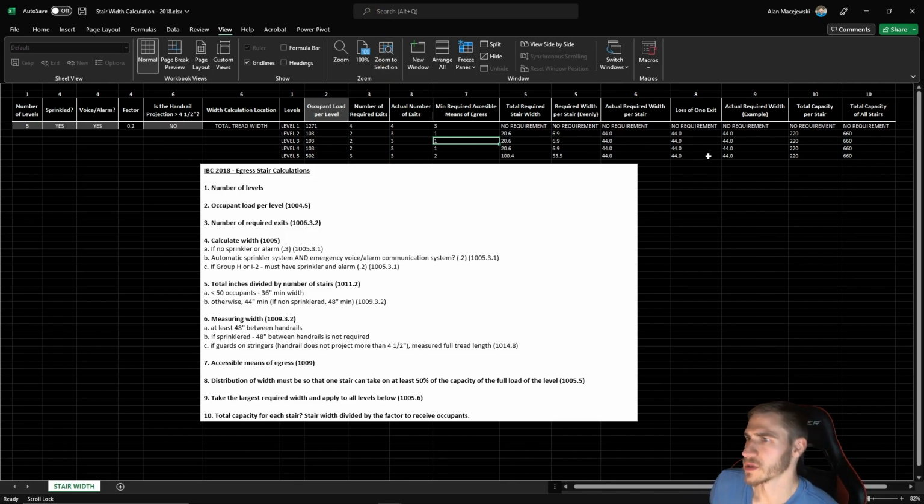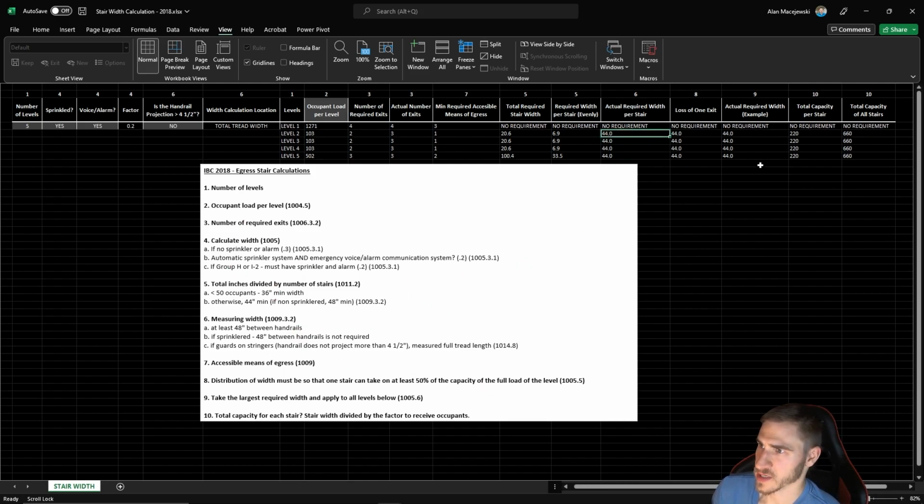Okay, so we have looked at, obviously, the total requirement for our stair width. That's the total that we would need per level here. And then we have the required width per stair as if we were going to spread that out evenly. Generally speaking, that's what we will do, and you'll see in a moment why we do that. And then we have the actual required width per stair, and of course, this is going to be based on all this information.